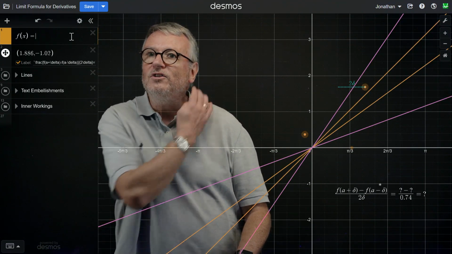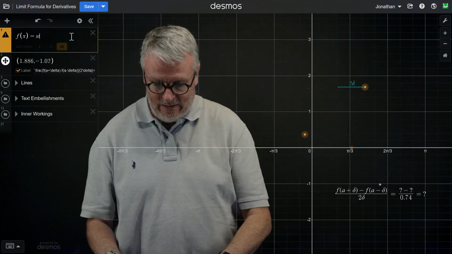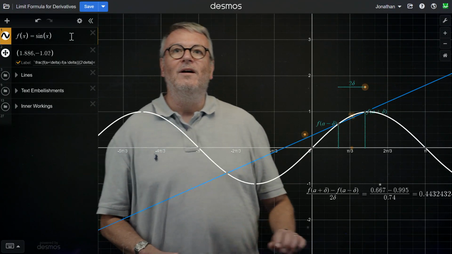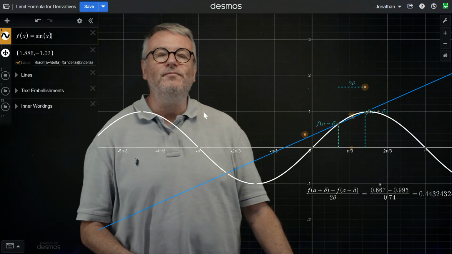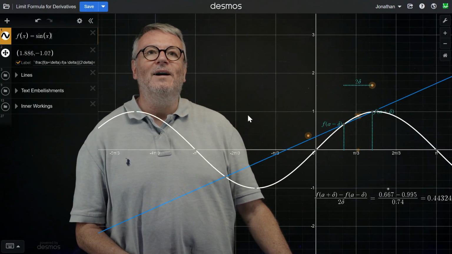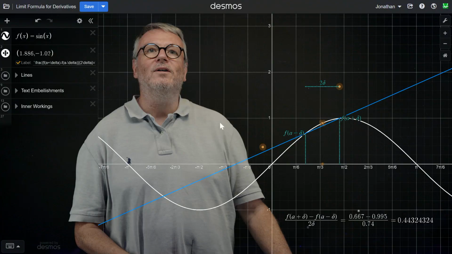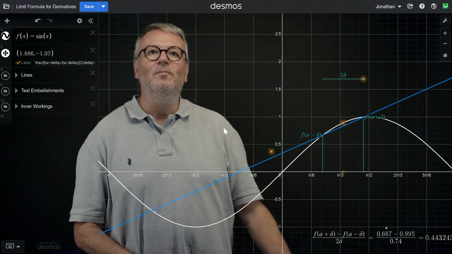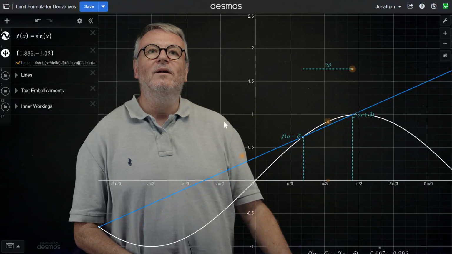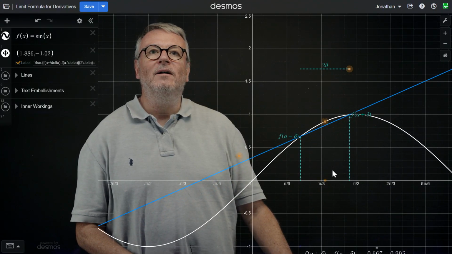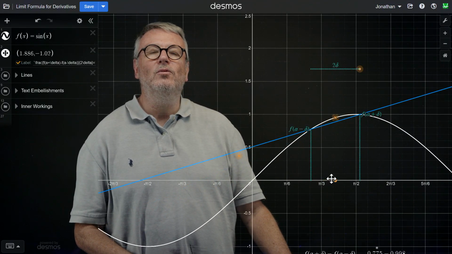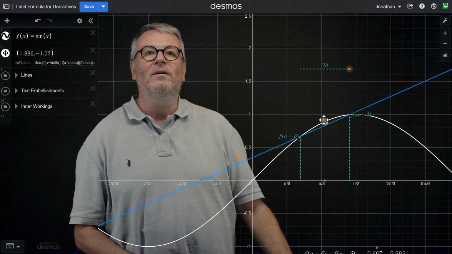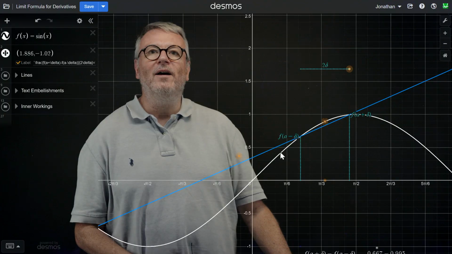I'm going to change my function, and let me put in something that I know is wiggly. I'm going to put in a sine function. And it becomes a lot harder for us to say, well, what is the slope at any particular point? So here, once again, I can move to different points. There's my point. What is the slope there?